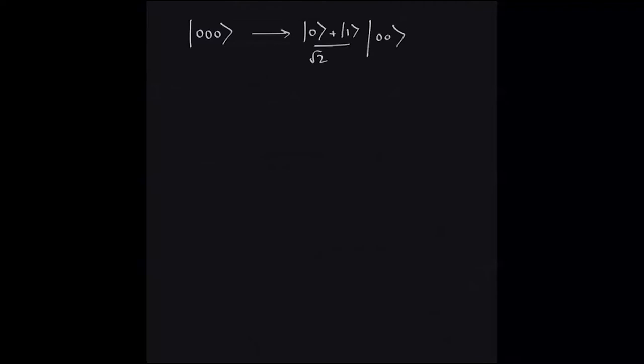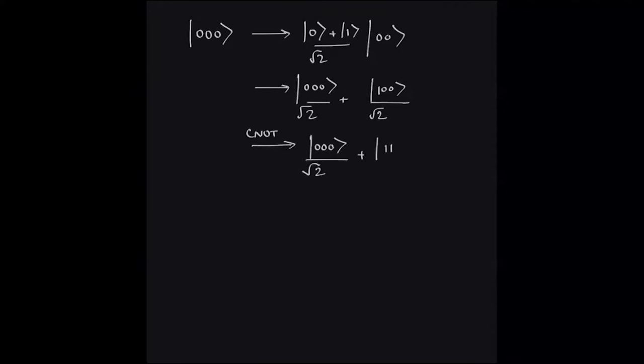CNOT with the control as the first qubit and the target as the second one. So let's simplify this. This is equal to (|000⟩ + |100⟩)/√2. Now, the controlled-NOT gate: if the first is high, then we flip the second one. Otherwise, we leave it. So we are going to leave it for this, and since this is high, we are going to flip the second one to get something like this.